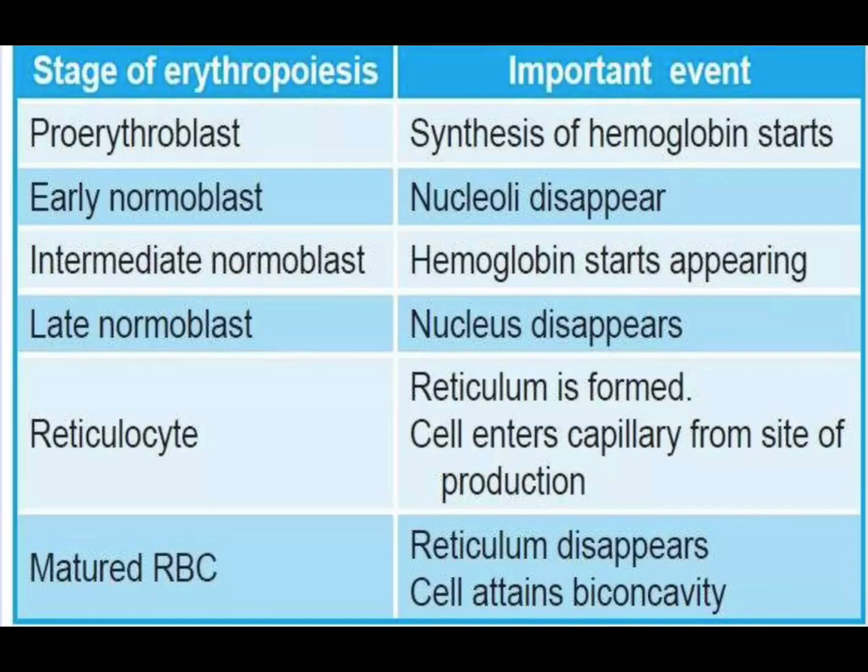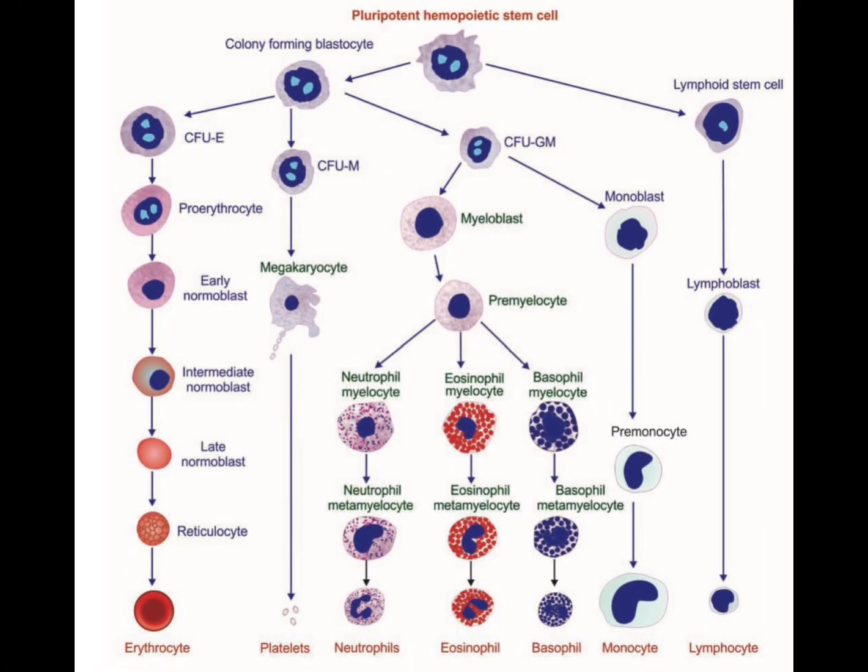Now in the late normoblast, what happened? The nucleus has disappeared, because it is like an ink spot. In the reticulocyte, there is the reticulum, and the capillaries are forming what we call diapedesis to occur. And the last one is the formation of the mature red blood cell. I hope it all makes sense to you. You have understood everything I've talked about on erythropoiesis.